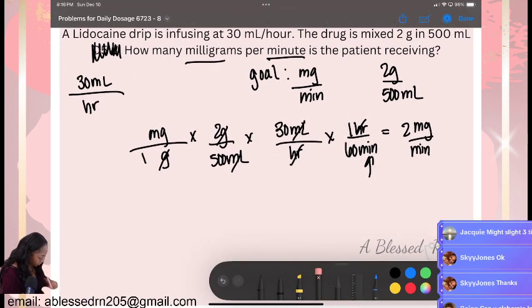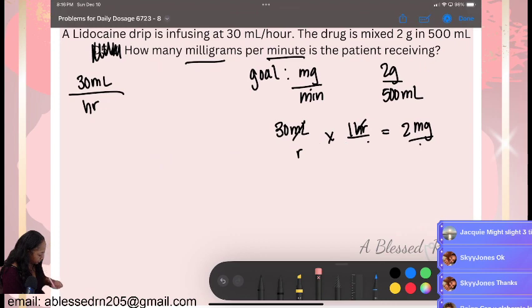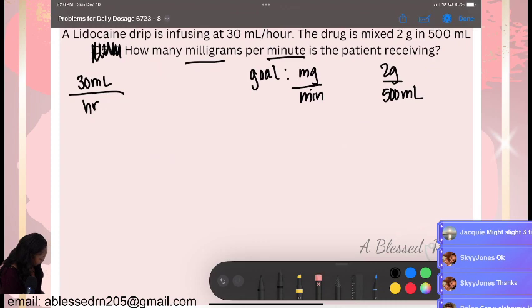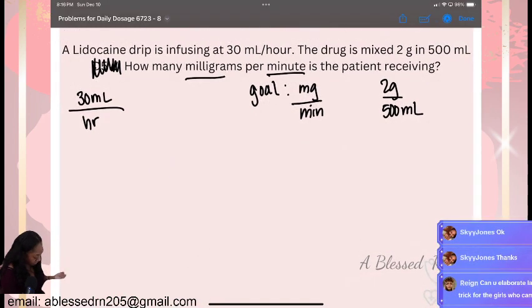So the question was asking us for milligrams over minutes, right? The IV is already infusing and going into the patient. So it is going at 30 mLs per hour. So I wrote the rate right here. So that's your rate. And then this is your medicine, okay? So we are looking for this to be at the top and this to be on the bottom. Everything else has to cross out.